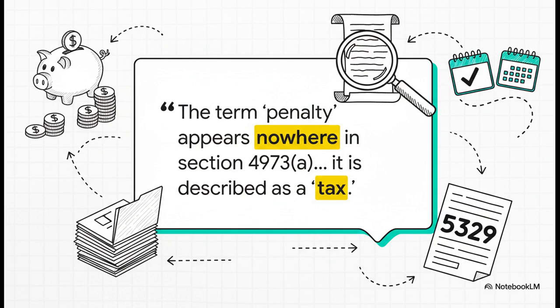The tax court made this crystal clear in the landmark Pascal v. Commissioner case. Because it's a tax, it has its own set of rules. It actually requires its own separate tax return. That's Form 5329. And that fact alone completely changes the game for things like the statute of limitations and reporting. This isn't just semantics, it's everything.